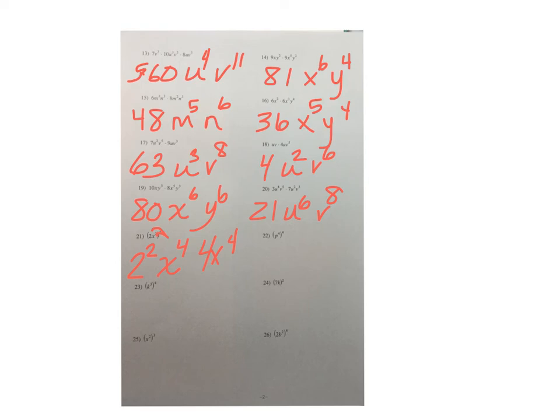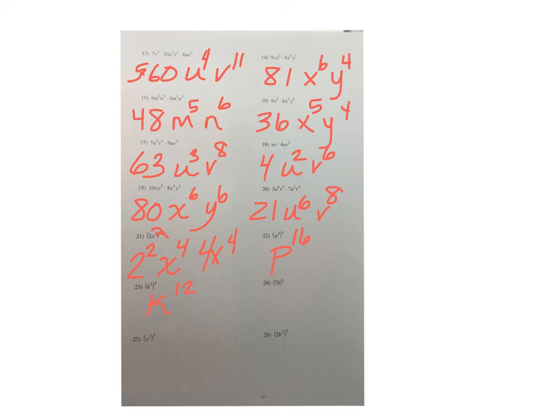Okay, so now in this one we have p to the fourth to the fourth. That's a power of a power. We're going to multiply, so that's p to the 16th. In 23, k to the third to the fourth. That's k to the 12th. Power to a power, we multiply our power of a power.